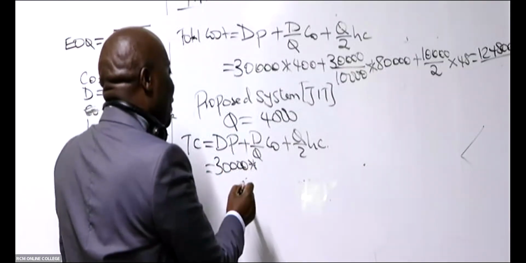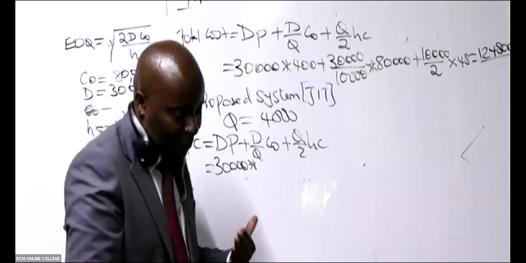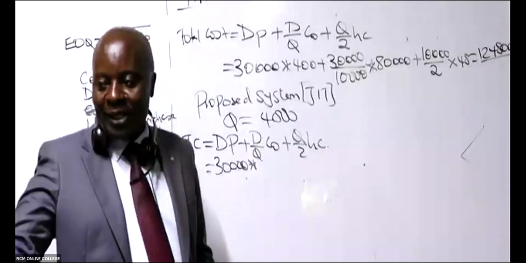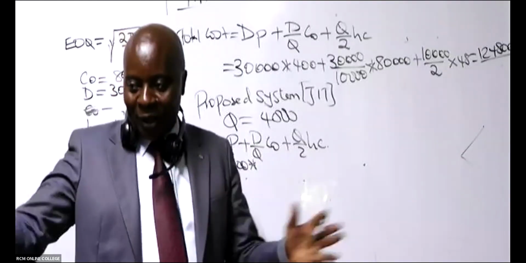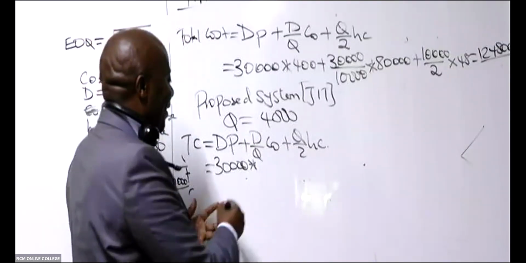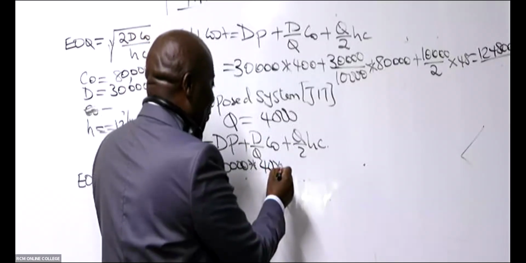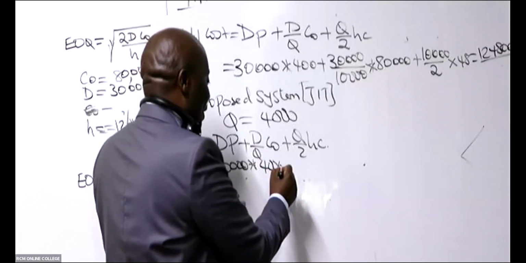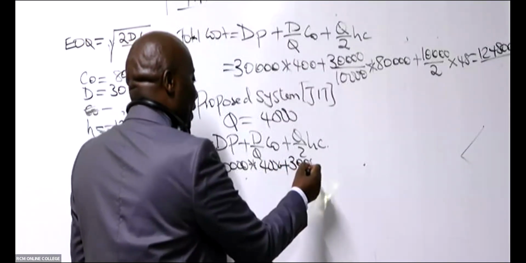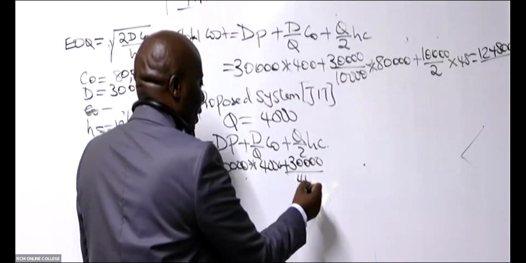What is the procuring price? If you look at the purchasing price, still under the proposed system, it's how much? It's 400, not 4,000, right? Where we are seeing hundreds, you're seeing thousands. Plus our annual demand is still 30,000, right? So Q is 4,000.